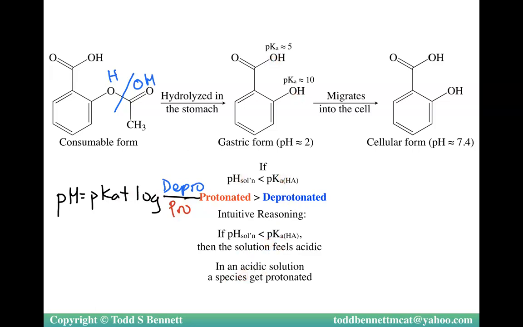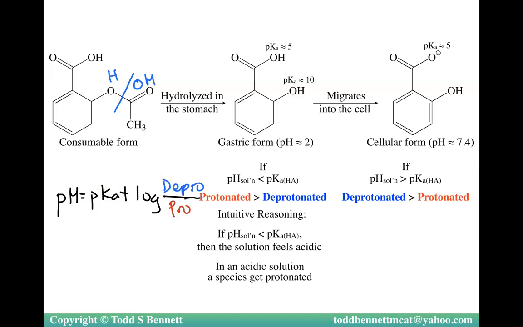Acidic things become protonated. Okay, equally, if we have pH higher than pKa, so let's do the same relationship here. If pH is higher, then this number, let's say, in this case is 5 still, and now we have 7.4. 7.4 is greater than 5, so this must be plus a positive number. So the deprotonated form, the numerator, must be greater than the protonated form, the denominator. So we have this relationship.